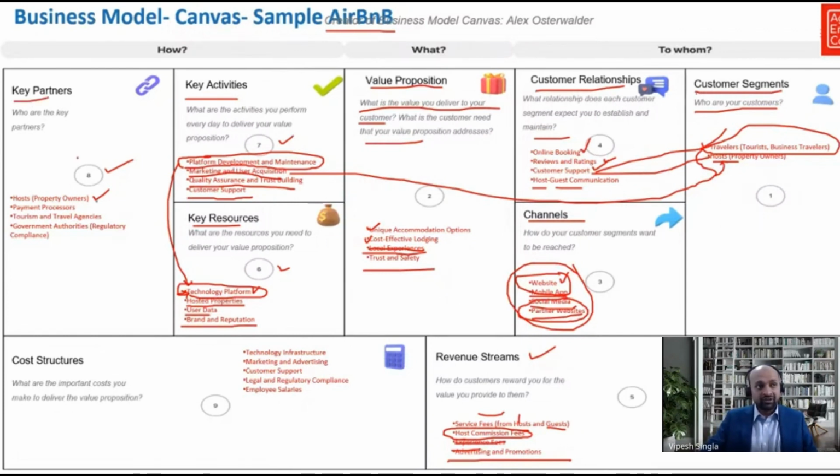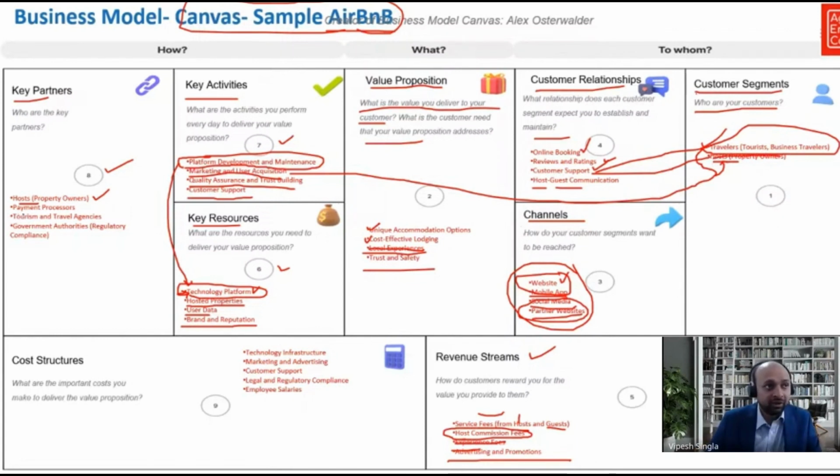So, the first key partner for Airbnb is hosts, who are the property owners. Just think, if instead of Airbnb, you were doing this business model canvas for Marriott Hotels, right? Marriott hotels are also doing the same business, but in a different way. What will happen in case of Marriott hotels? These hosts, the property owners, will not be key partners, because most of the properties in Marriott hotels are owned by themselves, right? And also their customer segment will not be hosts, because most of the properties are owned by them.